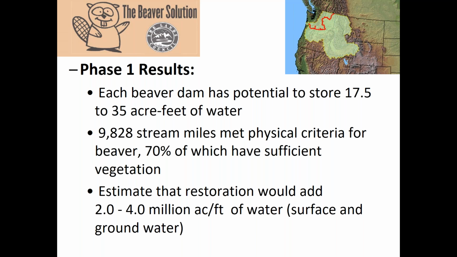Their habitat suitability analysis for beaver evaluated streams based on slope, elevation, stream order, and transportation proximity. And the results showed that over 9,000 miles of stream met all of these physical criteria. An additional analysis to estimate vegetation availability, so there was food available for the beaver, found that about 70% of these stream miles had sufficient vegetation for beaver.